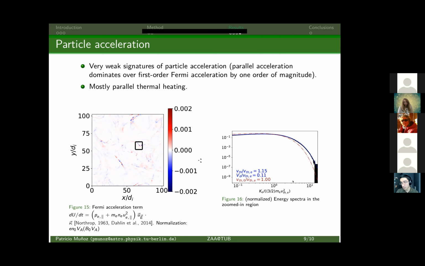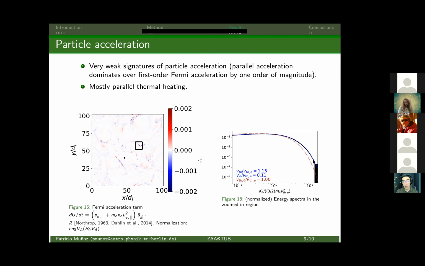This shows mostly as this can be fit by just a thermal distribution. This was taken in the neighborhood of this reconnecting current sheet. This indicates mostly parallel heating. And this plot here shows the Fermi acceleration term due to the curved magnetic fields.